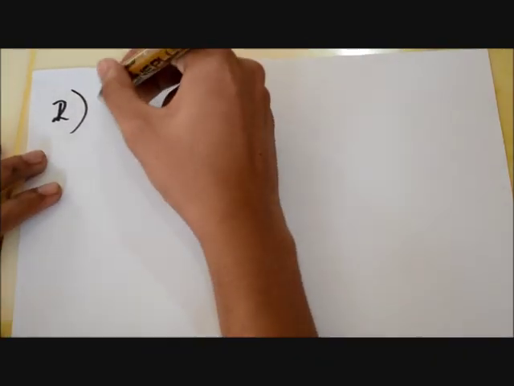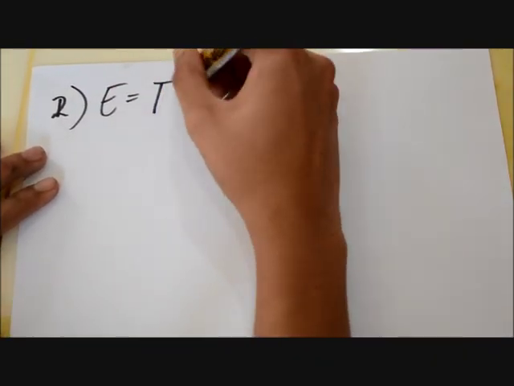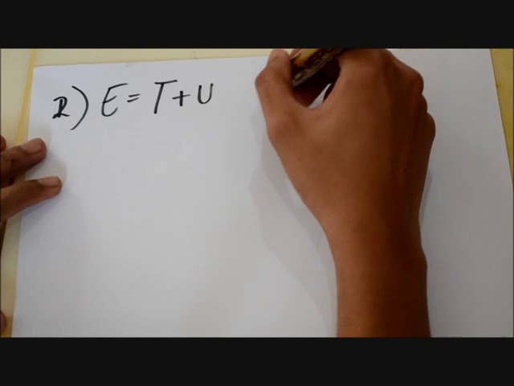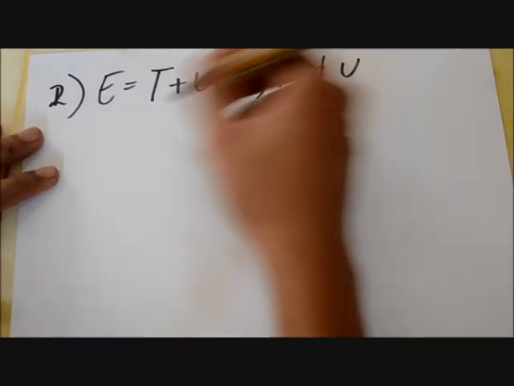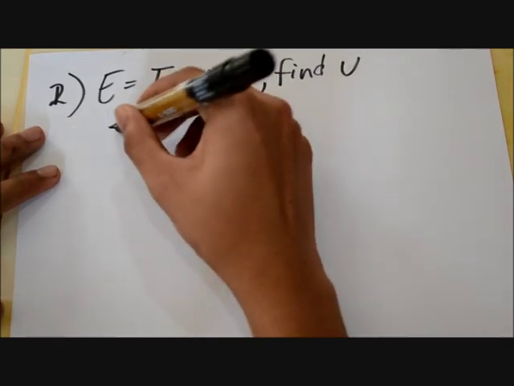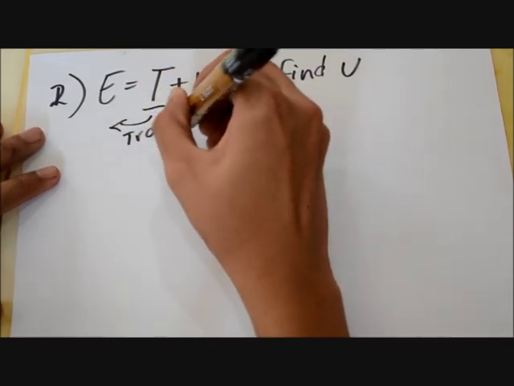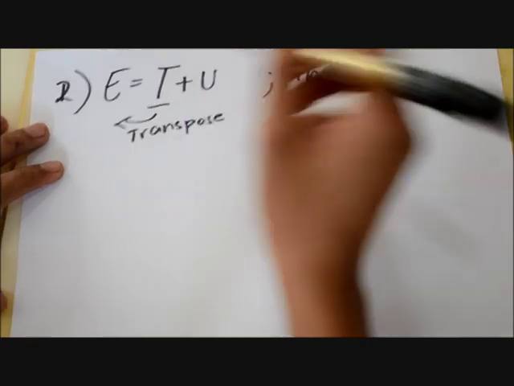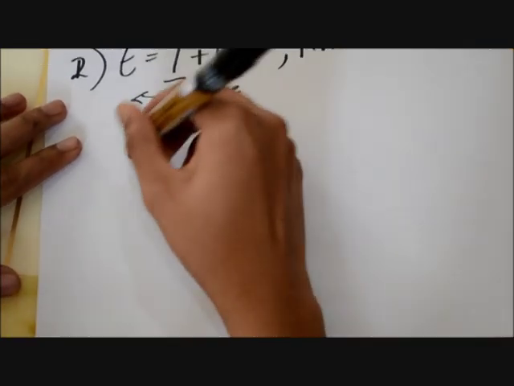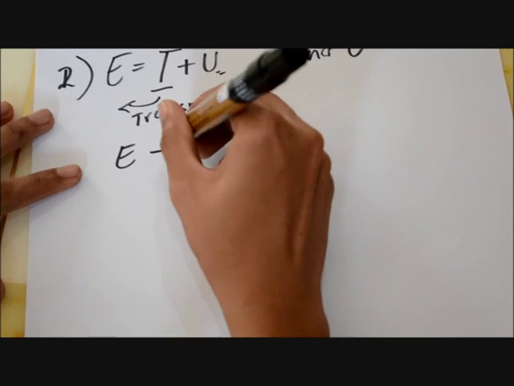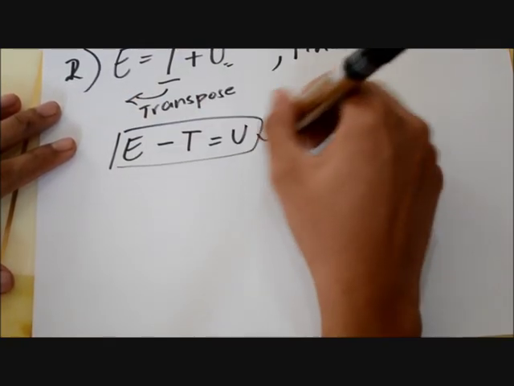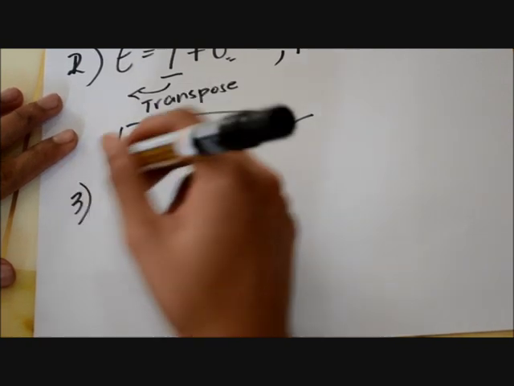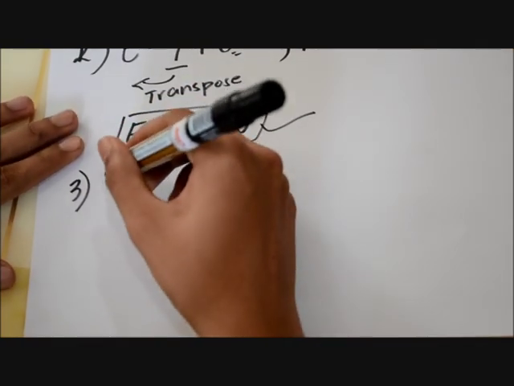Another example, number 2, E is equals to T plus U, wherein we are going to find the value of U. So the first step is to transpose the value of T to the left side of the equation, thus isolating U.